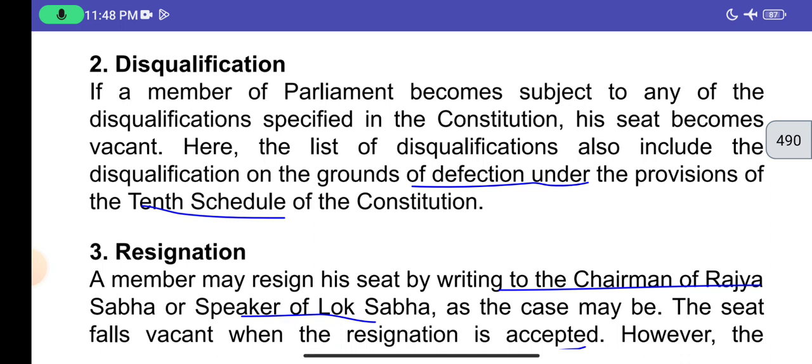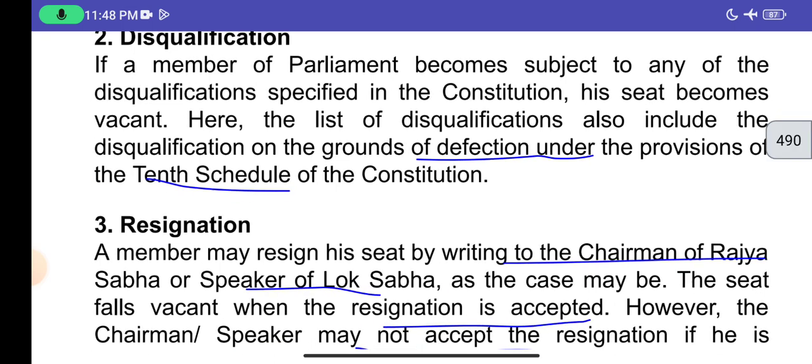Now, disqualification. If a member of parliament becomes subject to any of the disqualifications specified in the constitution, his seat becomes vacant. Here, the list of disqualifications also includes the disqualification on the grounds of defection under the provisions of the 10th schedule of the constitution.